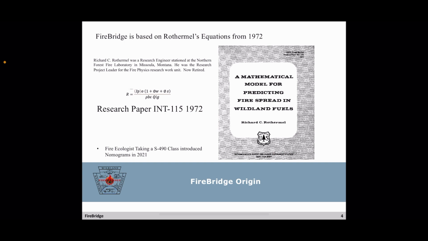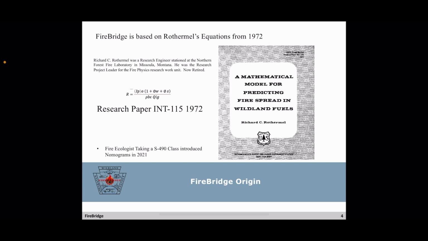So again, the FireBridge is based on Rothermel's equations from 1972. This here is the actual tech report from 1972 from the U.S. Forest Service, and Rothermel was a research engineer stationed in the Northern Forest Fire Laboratory in Missoula, Montana, which some of my co-workers call the Smoke Lab. He was a research project leader for the Fire Physics Work Unit, and he's been retired for many years now.